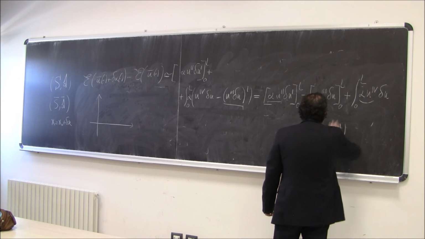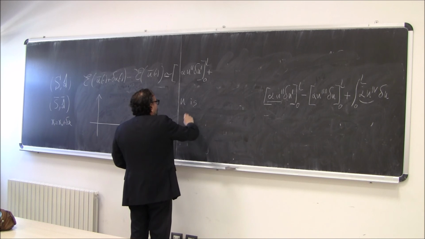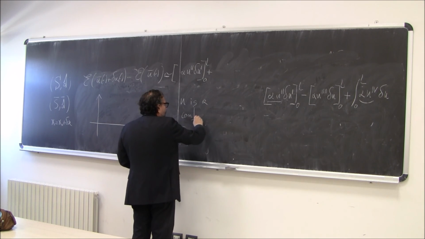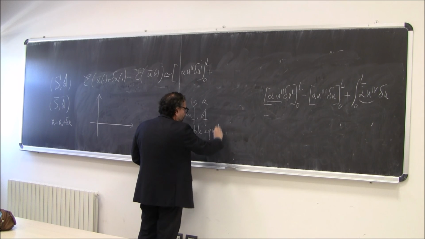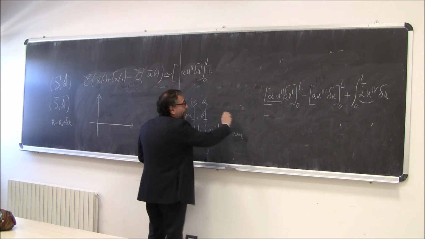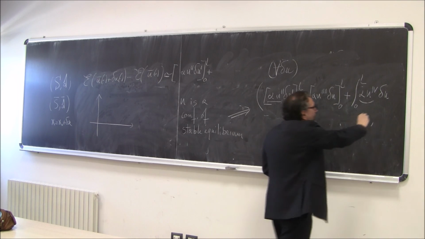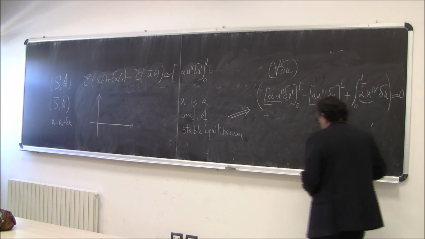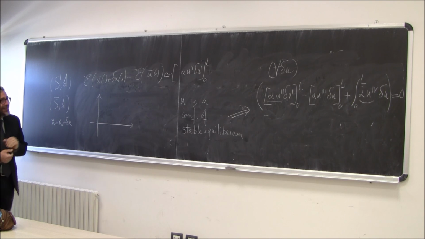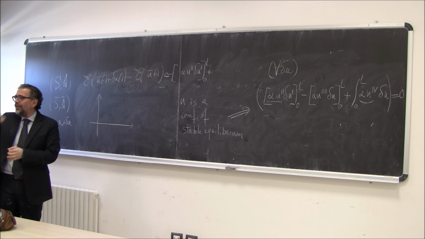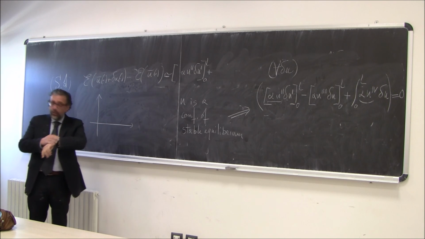So what can we tell? U is a configuration of stable equilibrium implies that for every delta u, this condition is verified. This is the celebrated Euler-Lagrange stationarity condition for this particular functional, but Lagrange wrote it more generally.